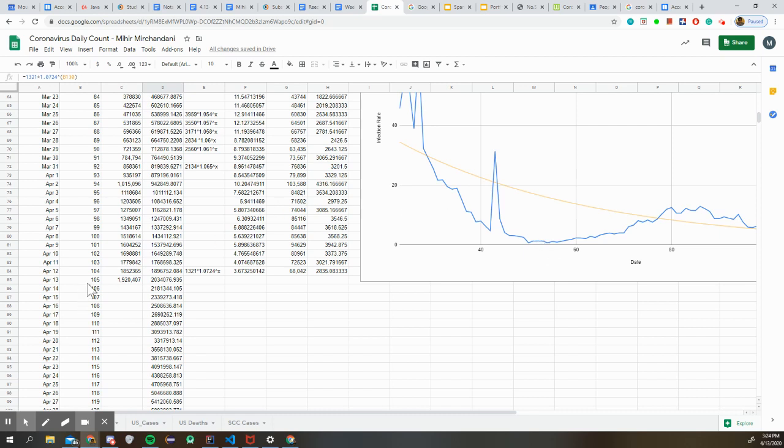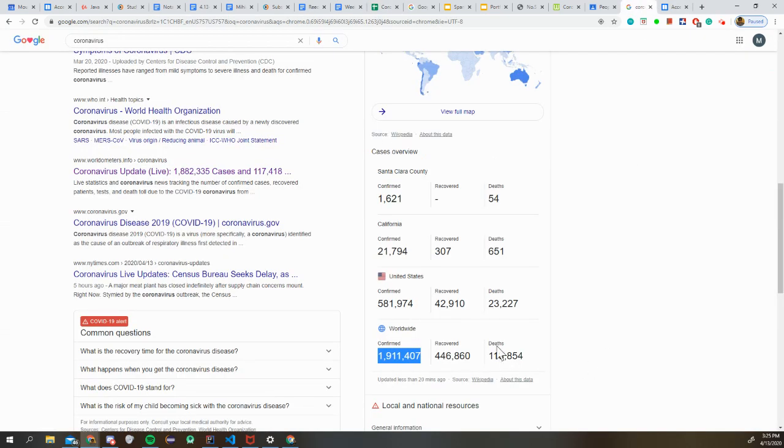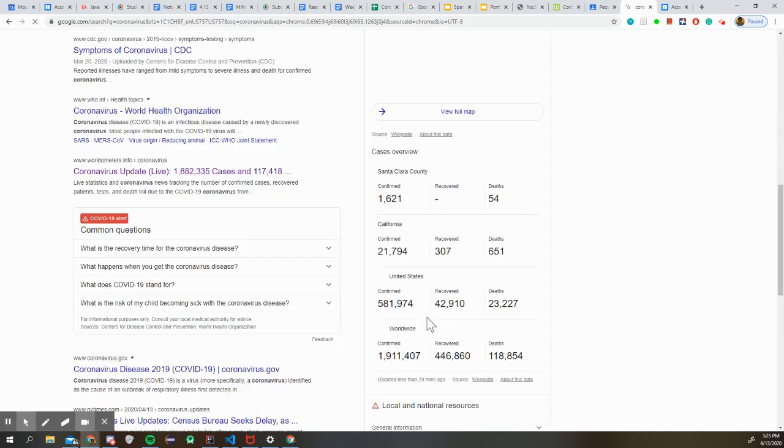Today we're on day 105. It is April 13th, and we are at 1.92 million cases almost. So if we actually look at the exact amount, it's 1.911. And it's actually some pretty good news regarding the fact that we're actually curving.